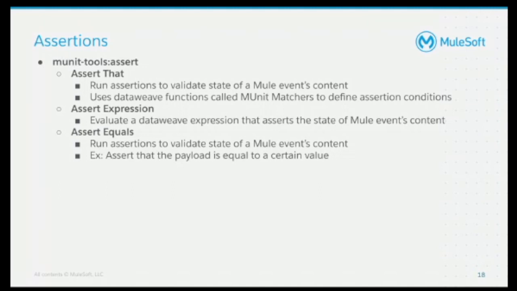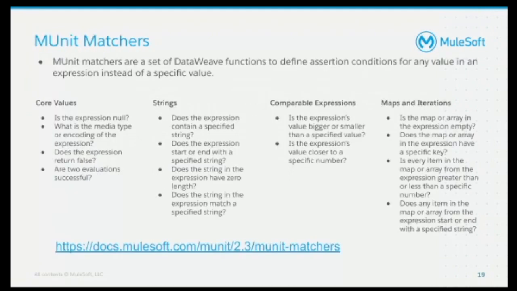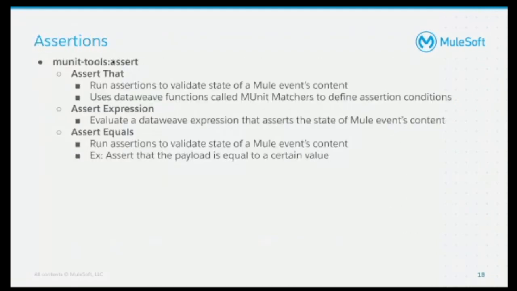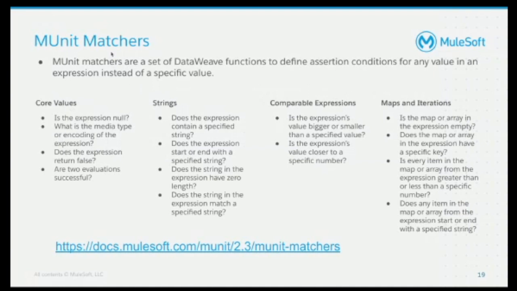I'll show you the data. This is the inbuilt DataWeave functions. It's called MUnit matches. This you can use within assert that, not within these two. Within assert that, you can use this inbuilt DataWeave functions called MUnit matches. And these are a set of DataWeave functions that MUnit provides, where you can do string comparison.